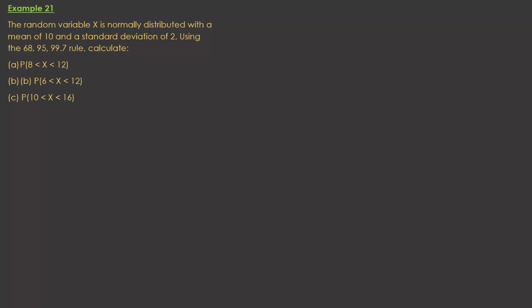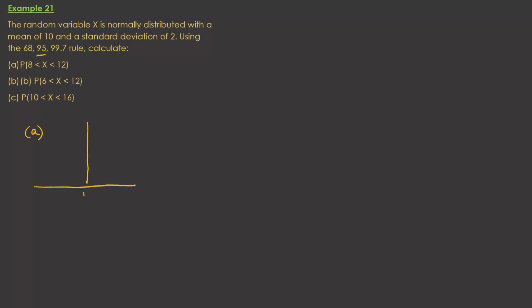The random variable x is normally distributed with a mean of 10 and a standard deviation of 2. Using the 68, 95 (and often in questions 95 rather than 95.4 as mentioned in the intro is used), 99.7 rule, calculate the following. So if we look at part A, it says the probability that x is between 8 and 12.